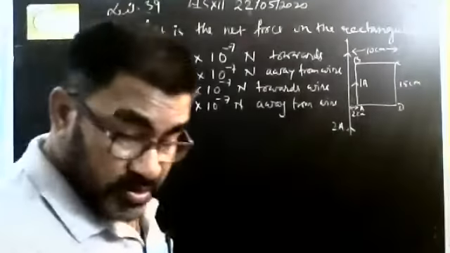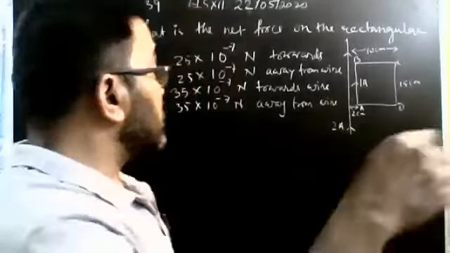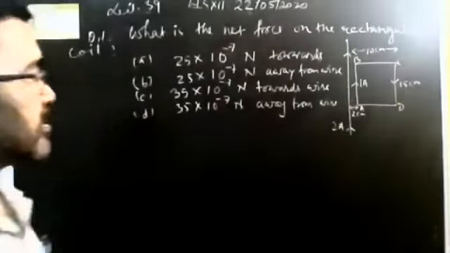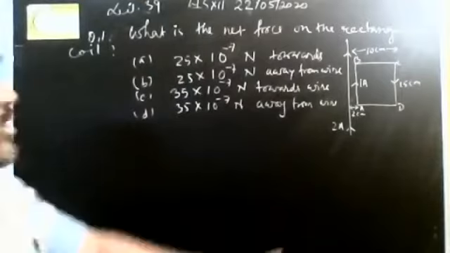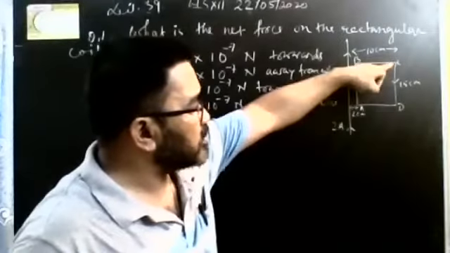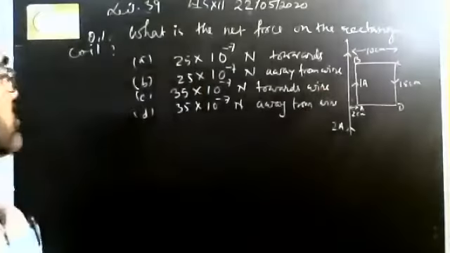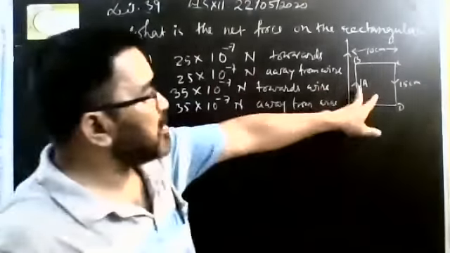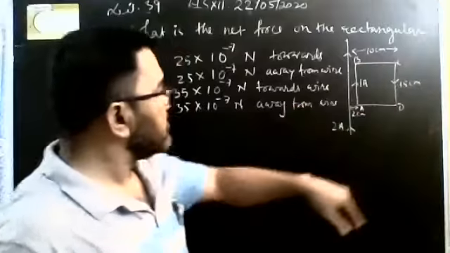Net force, and the direction of current through CD is along from C to D. So you are asked to find out the net force experienced by this rectangular coil.